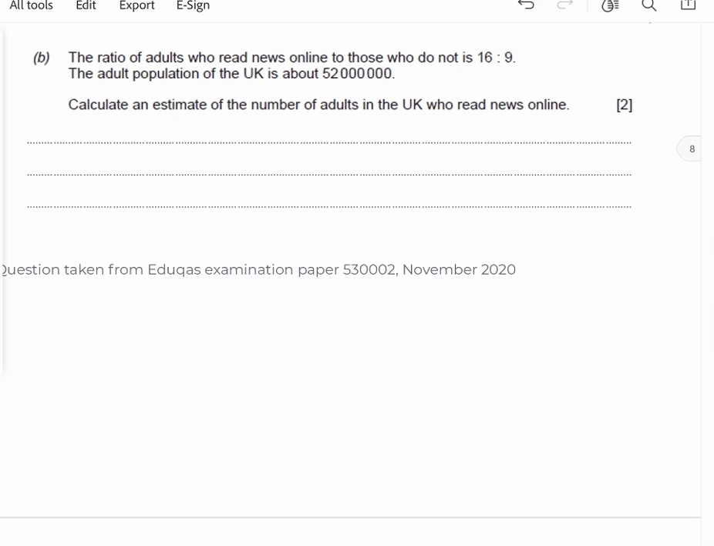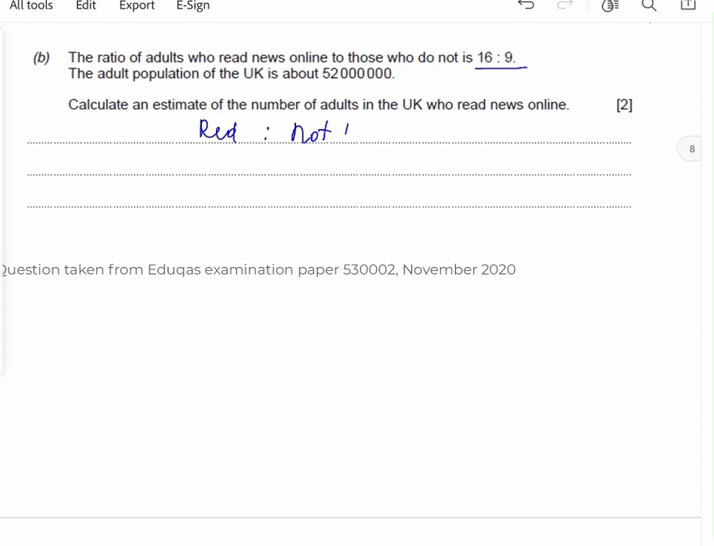Next question, the ratio of adults who read news online to those who do not is 16 to 9. The adult population of the UK is about 52 million. Calculate the estimate of the number of adults in the UK who read news online.